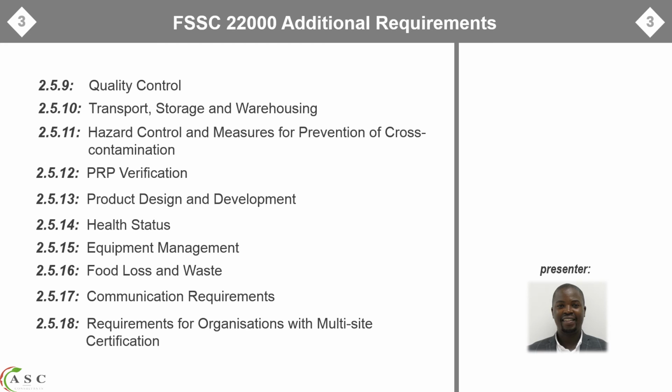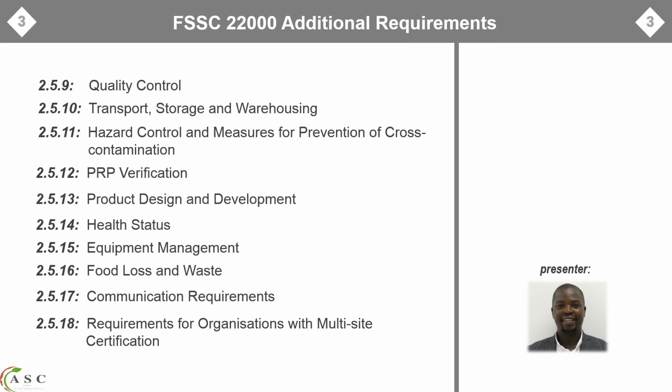Another additional requirement that has changed is 2.5.11, where we look at hazard control and measures for preventing cross-contamination, and also is applicable to all food chain categories, excluding F2. It also has a change under Clause D, where it talks about the organization requiring a risk assessment to be put in place in order to determine the need and type of foreign body detection equipment required. And if you don't have it, you must justify why you don't have it. And there must be a documented procedure in place for the management and use of equipment that is selected.